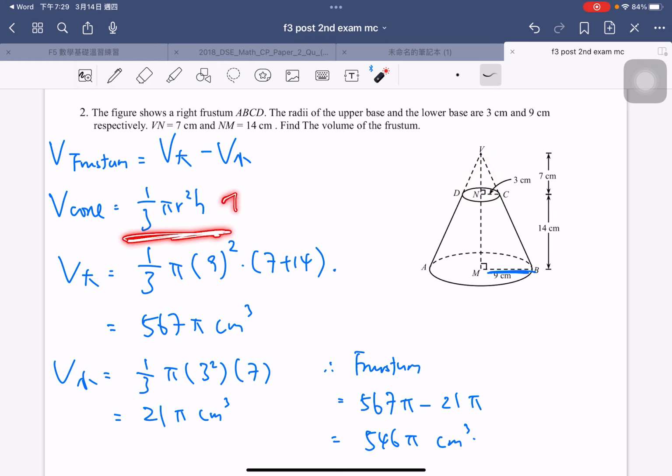So at least you have to remember all of the formulas and write them down in your blank space, isn't it? And then you substitute the numbers that you have to calculate the answer, and finally you subtract the volume of the smaller one from the larger one to get the final answer for the frustum.